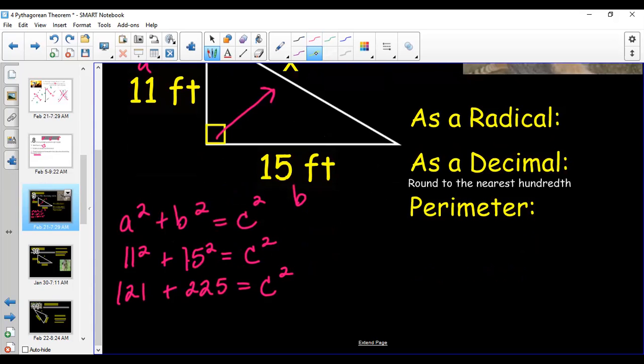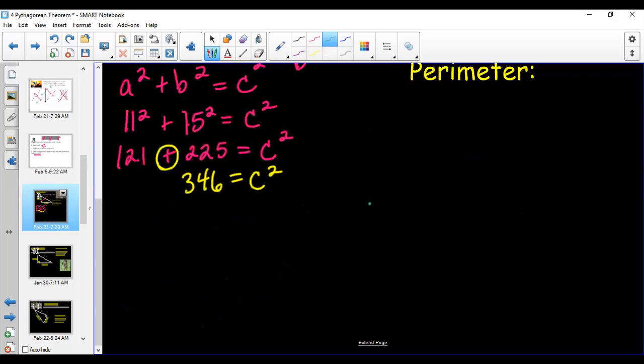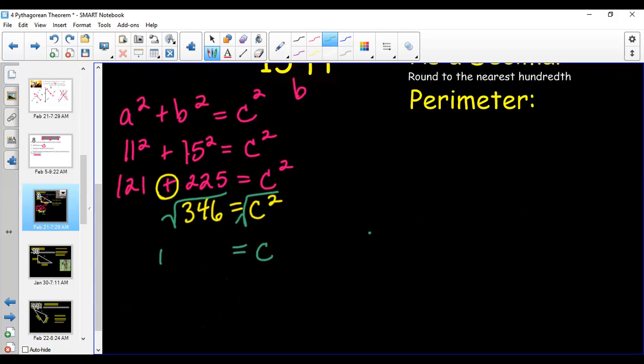Now, sometimes we're going to be adding those two measurements, and sometimes we're going to be subtracting them. So here we have a giant plus sign in between, so we are going to be adding in this case. If I add those two numbers, that would give us 346 equal to c squared. And now I take the square root of 346 because I want c, not c squared. So to undo squaring, we square root. Now, technically, this would have two answers, positive and negative square root of 346.